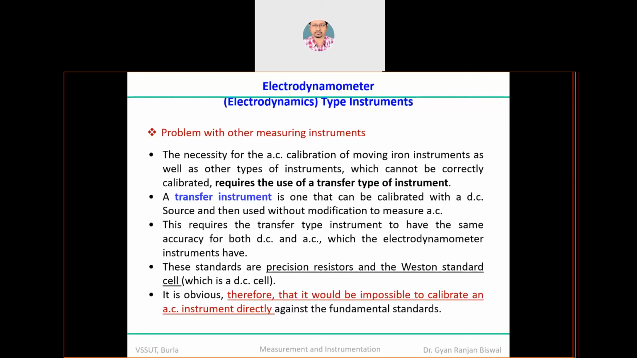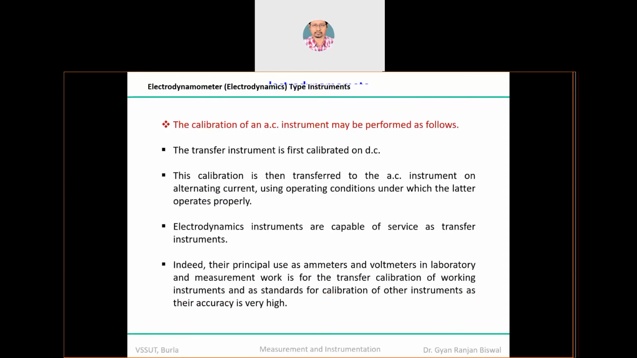Okay, so these standards, when you talk about the standards, these are the precision resistors and the DC cell. So obviously, it would be impossible to calibrate an AC instrument directly against the fundamental primary standards. Primarily we call these primary standards. And what is PMMC? When we use it for calibration purposes, I have pronounced that particular terminology a number of times, that is, we call secondary standards.